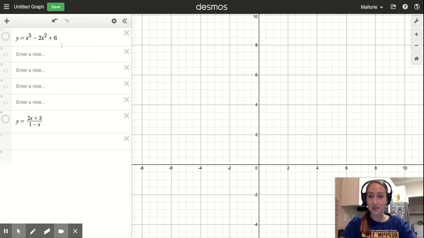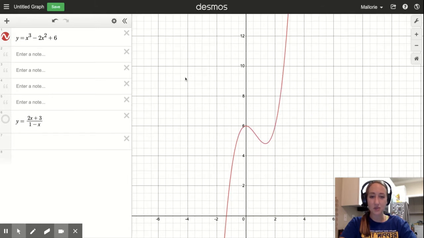Hi, this is a really quick tutorial for finding the turning points and asymptotes of a polynomial using Desmos. So I have a couple functions preloaded here. This first one is a polynomial. We have x to the third minus 2x squared plus 6.